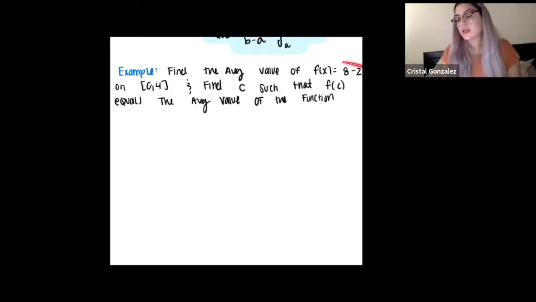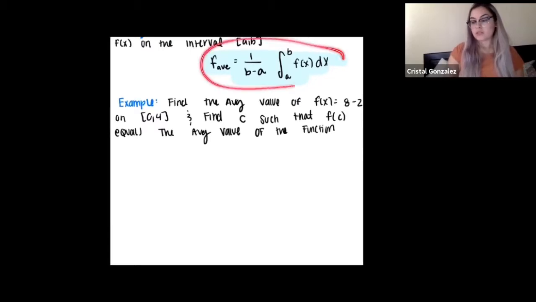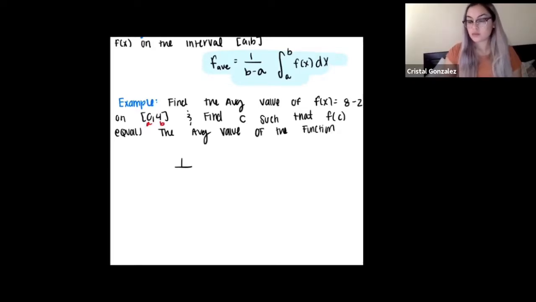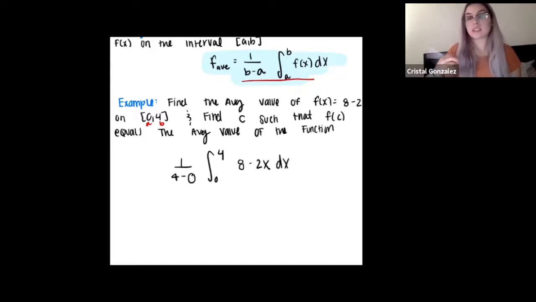So here they want us to get the average value of this line, 8 minus 2x. To do that, we need to apply this theorem, which means that we're going to be doing 1 over b minus a. In this case, this is my a value and this is my b value. So this is going to be 4 minus 0, just following this theorem. And then I'm going to integrate from 0 to 4 of f of x, and my f of x here is 8 minus 2x, dx, because we need to state what we're integrating with respect to.